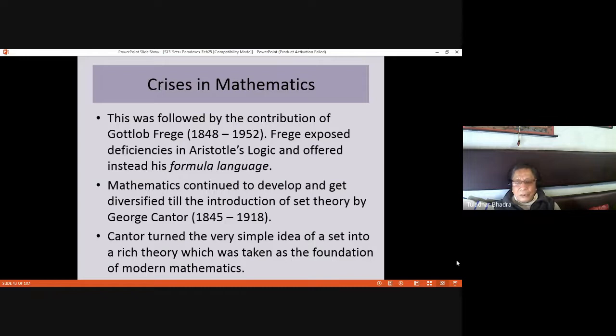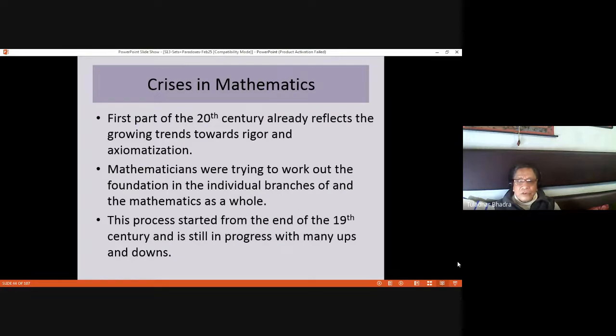Mathematics continued to develop and get diversified till the introduction of set theory by Georg Cantor, which we talked about last time also. Cantor turned the very simple idea of a set into a rich theory, which was taken as a foundation of modern mathematics. The first part of the 20th century already reflects the growing trends towards rigor and axiomatization. Mathematicians were trying to work out the foundation of individual branches of mathematics and of mathematics as a whole. This process started from the end of the 19th century and is still in progress with many ups and downs.